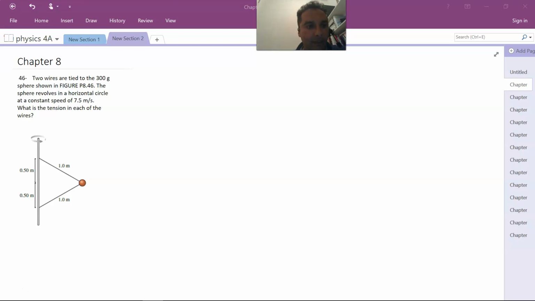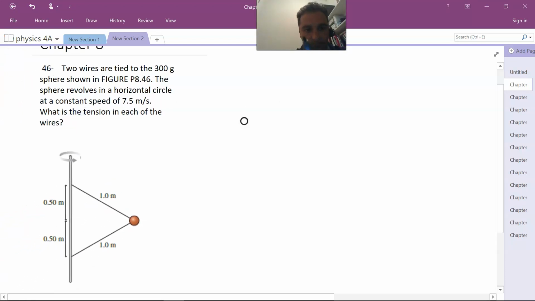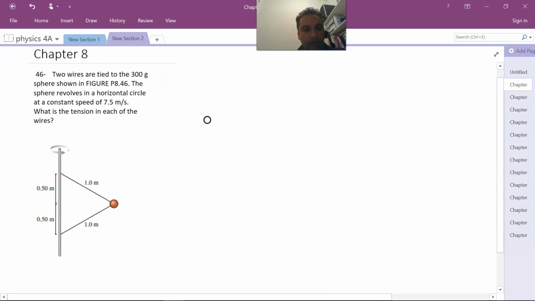So these questions are from your book, chapter 8, and as you see, you do have the numbers. What it says below the figure: two wires are tied to a 300 gram sphere. So this mass is 300 grams. Let me write that mass is 300 grams divided by 1000, which is 0.3 kilograms.